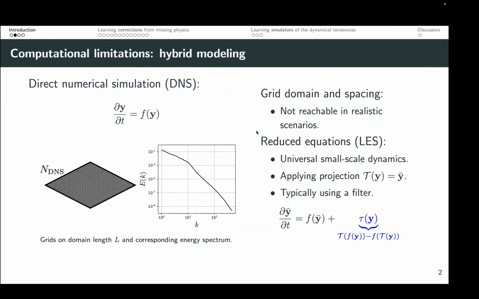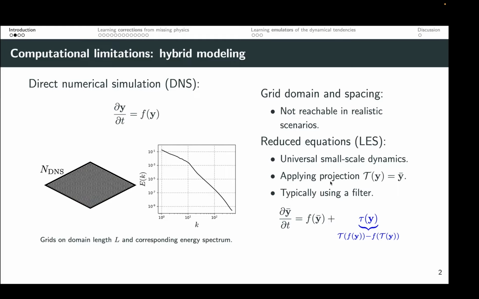If you want to reach a realistic parameter range, you would need a grid that is very, very fine, as on the left. If we look at the spectra, we see the different ranges. On the left, you have the big structures, for example big tornadoes. On the right, you have the smallest eddies. In practice, it's not possible to go to grids so fine that you can represent molecular diffusion, for example.